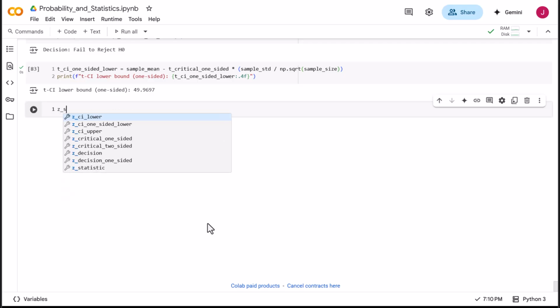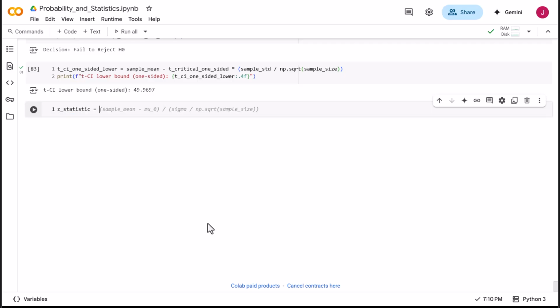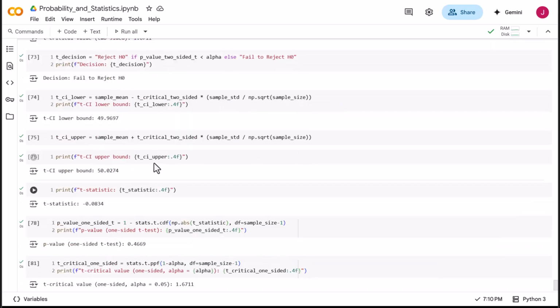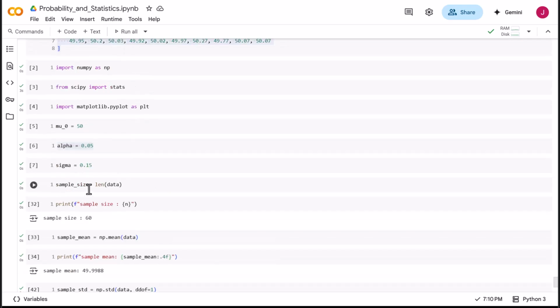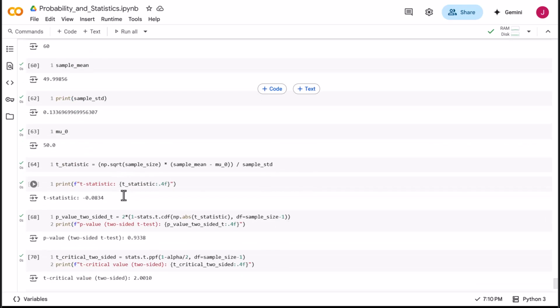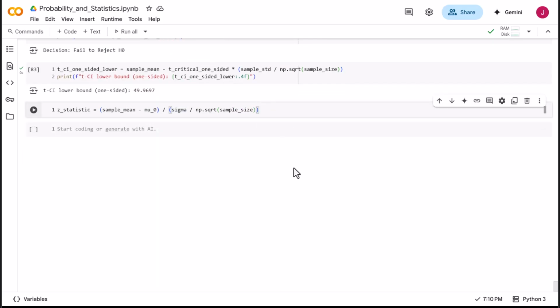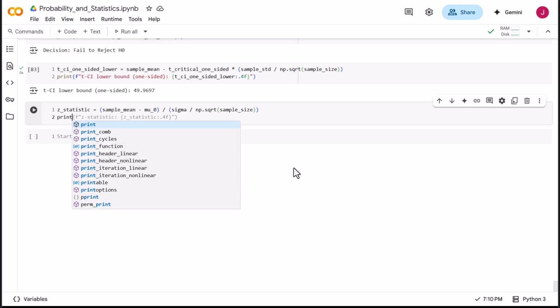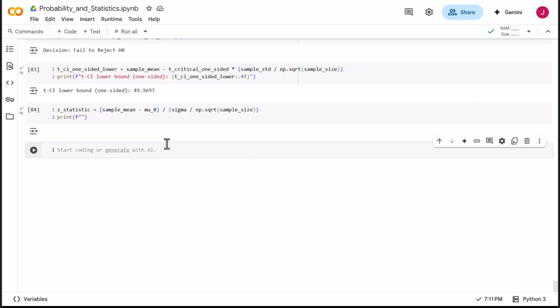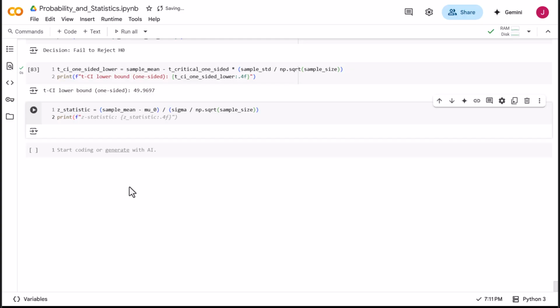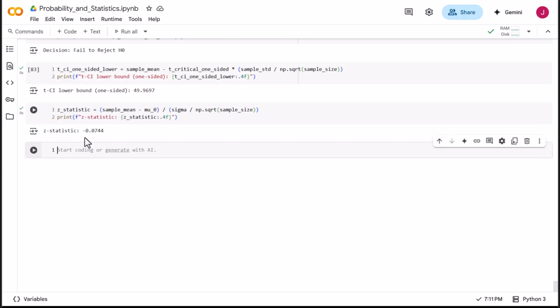So in order to find the z-statistic, we go for, based on the equation, sample mean minus mu divided by this time sigma, right? So we already consider one sigma for z, and sigma here is 0.15. This is the assumed population standard deviation, right? So this is the z-statistic, and here we can print it. Print f z-statistics, and it is equal to minus 0.0744.